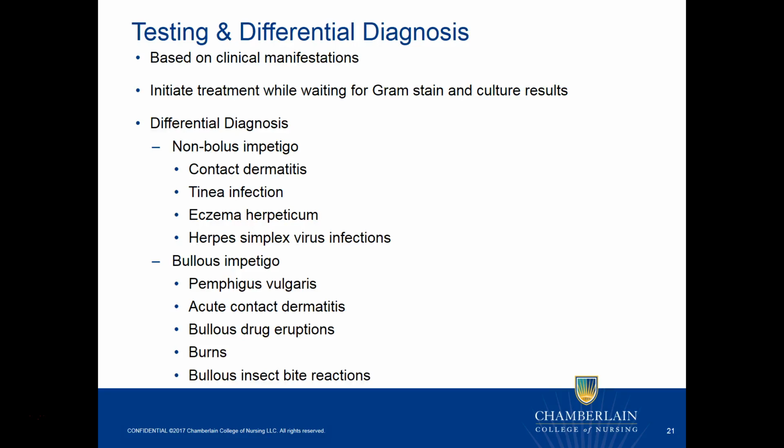Differential diagnosis for impetigo should include skin conditions that share features with non-bullous impetigo, such as contact dermatitis, tinea infection, eczema herpeticum, and herpes simplex virus infections. Bullous impetigo should be differentiated from pemphigus vulgaris, acute contact dermatitis, bullous drug eruptions, burns, and bullous insect bite reactions.